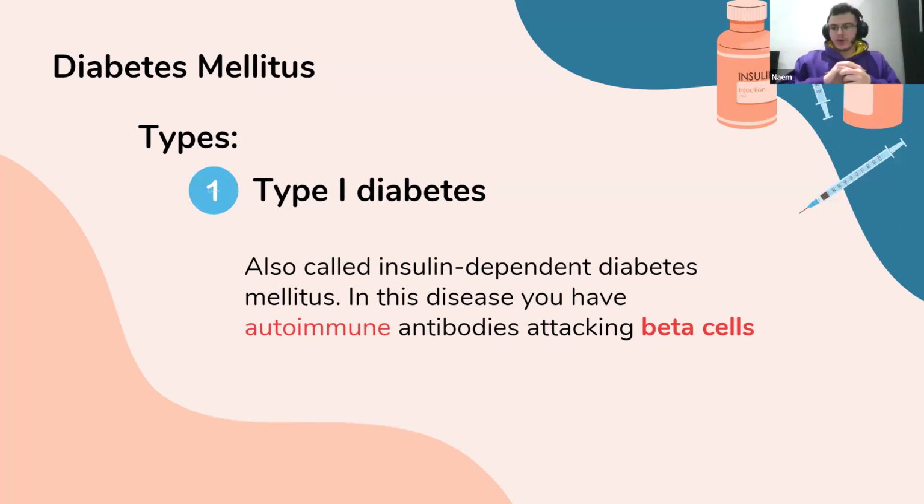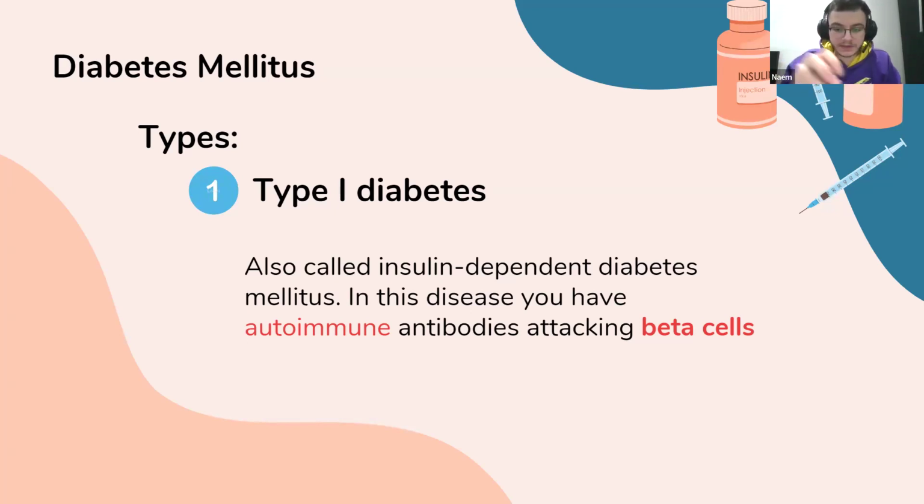Now, one of the basic concepts that I'm pretty sure you took, but if you didn't, the pancreas is what secretes insulin. Now, what cells in the pancreas secrete insulin? It's beta cells. So what happens here? In type 1 diabetes, we have autoimmune antibodies from the body itself, from the immune system.